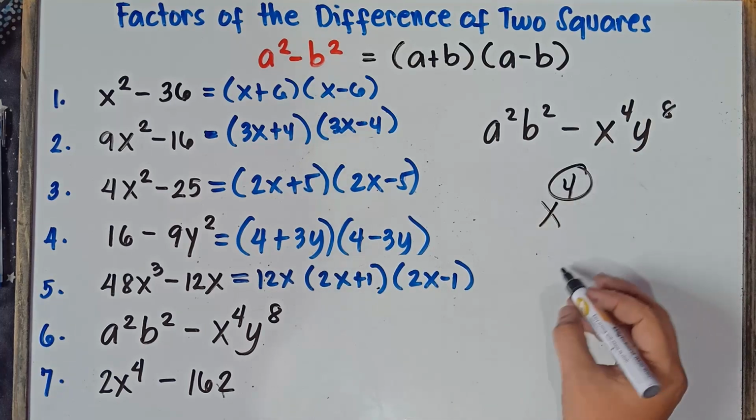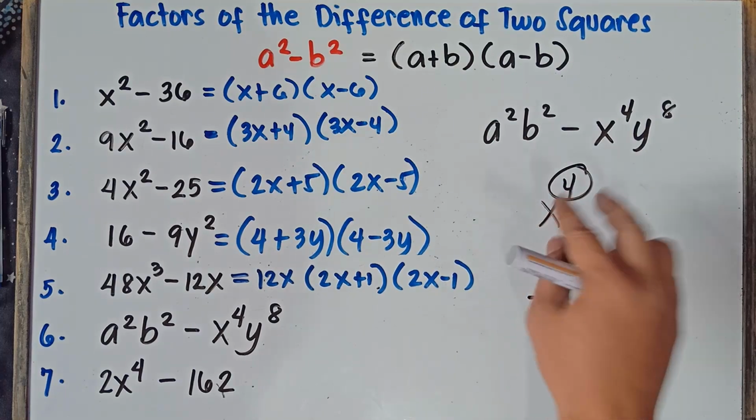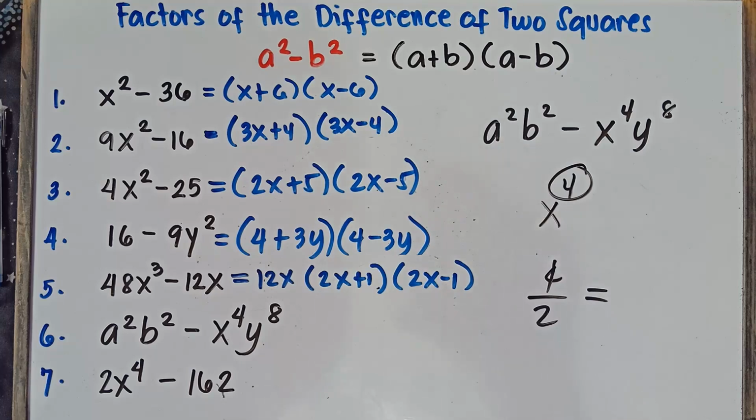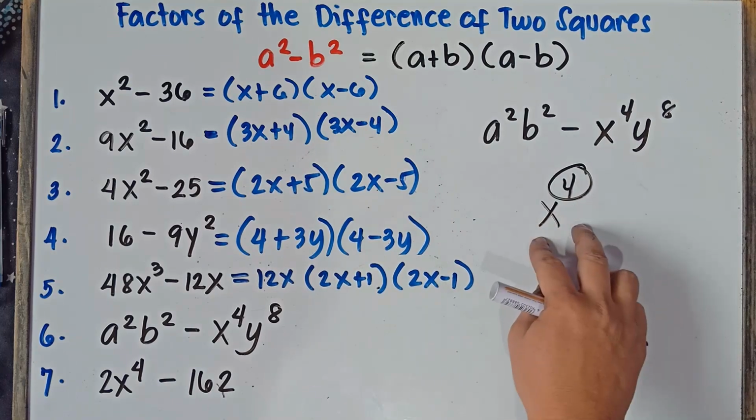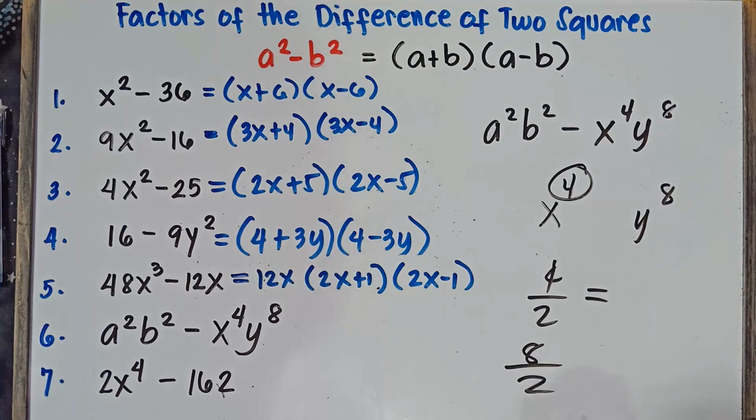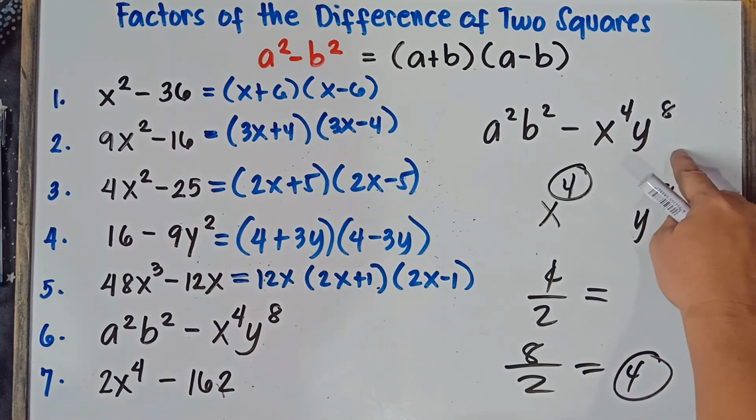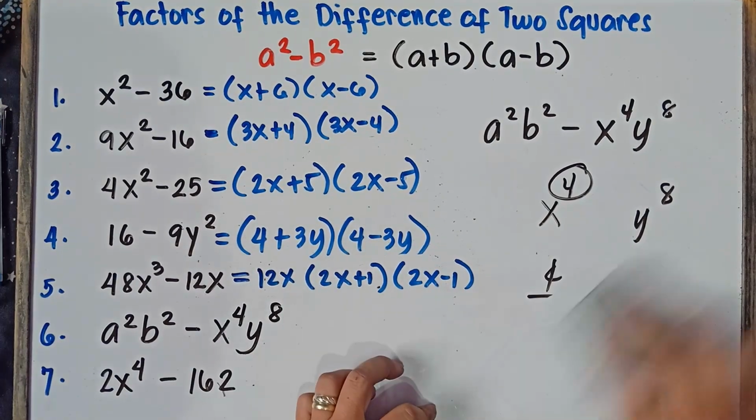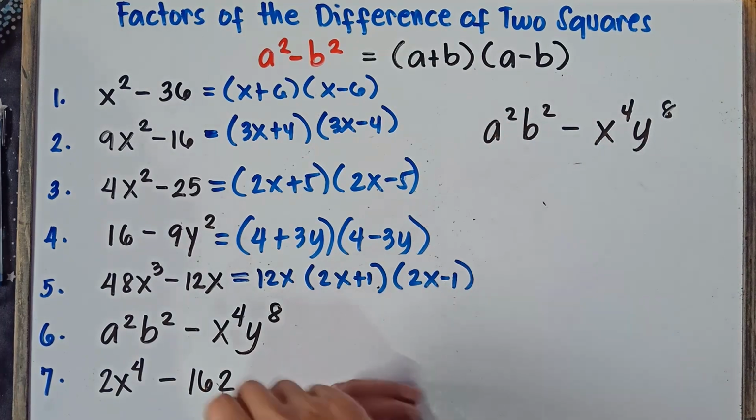If the exponent, class, can be divided by 2, therefore this is a perfect square. How about y raised to the power of 8? Can we divide 8 by 2? What's the answer, class? 8 divided by 2. That's correct, that would be 4. So therefore, if we can divide the exponent by 2, this is a perfect square. Alright, so therefore, we can put 2 parentheses.